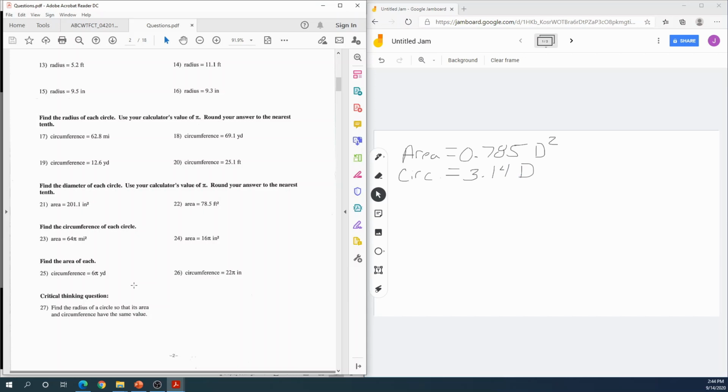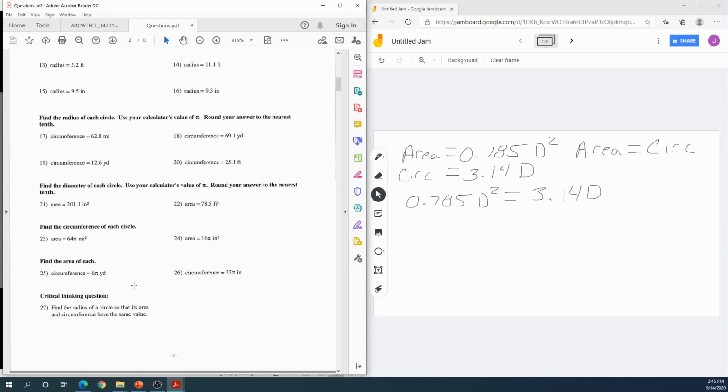Now the question is asking for us to solve for our radius so that the area and circumference are the same value. So we want area to equal our circumference. Well, we know area is equal to 0.785 d squared and circumference is equal to 3.14 d. And we know that area and the circumference have to equal one another. So we know then that 0.785 times our diameter squared has to equal 3.14 times our diameter.